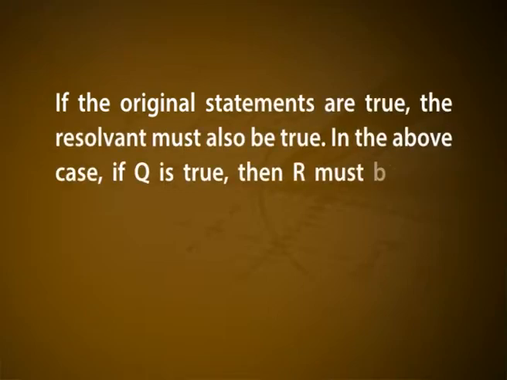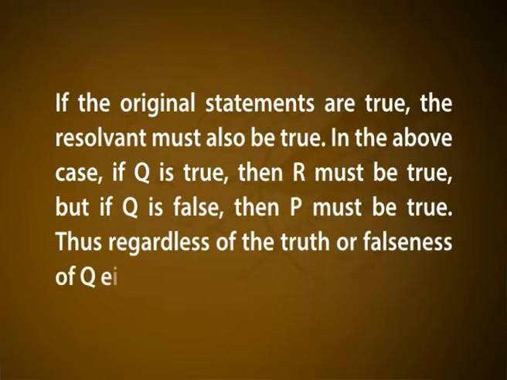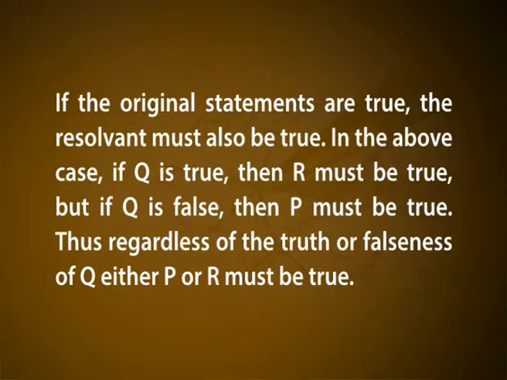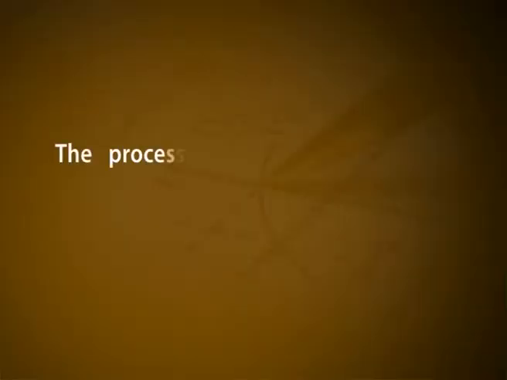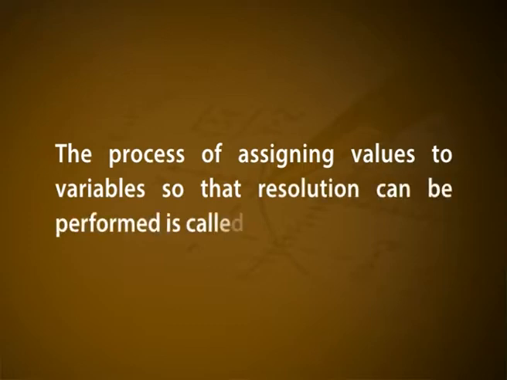In the above case, if Q is true, then R must be true, but if Q is false, then P must be true. Thus, regardless of the truth or falseness of Q, either P or R must be true. A collection of statements is said to be inconsistent if it is impossible for all the statements to be true at the same time. The process of assigning values to variables so that resolution can be performed is called unification.